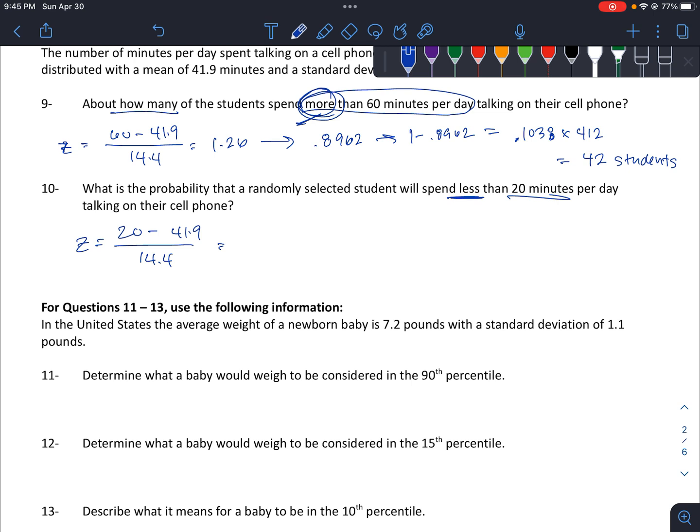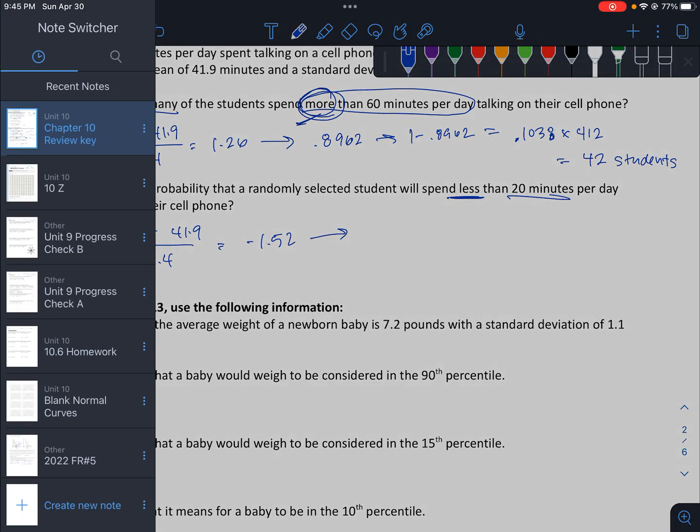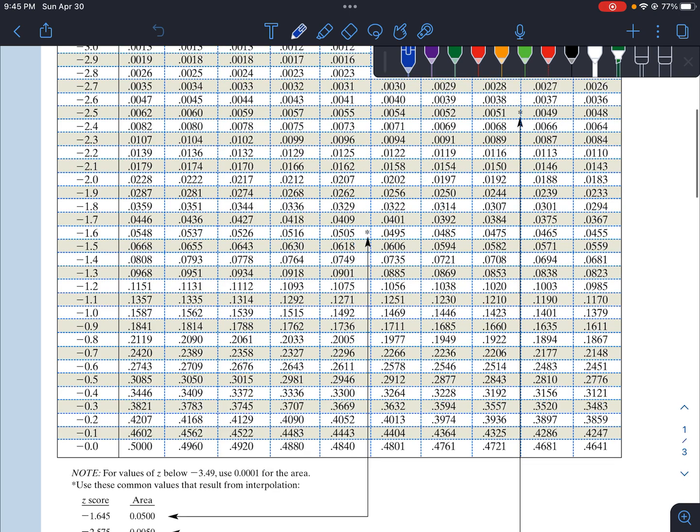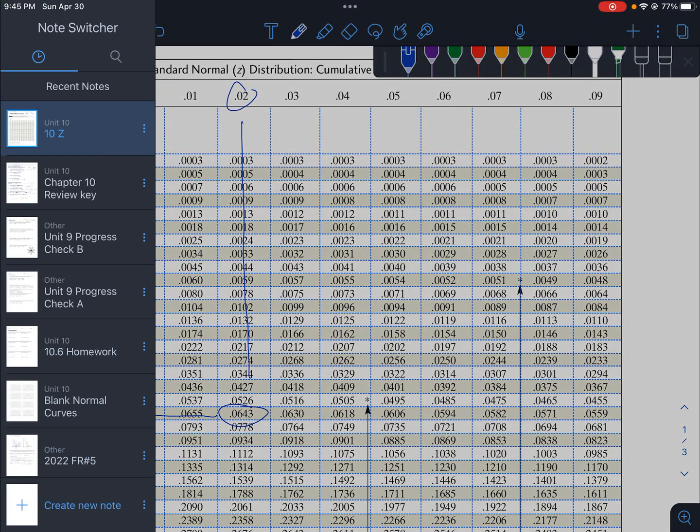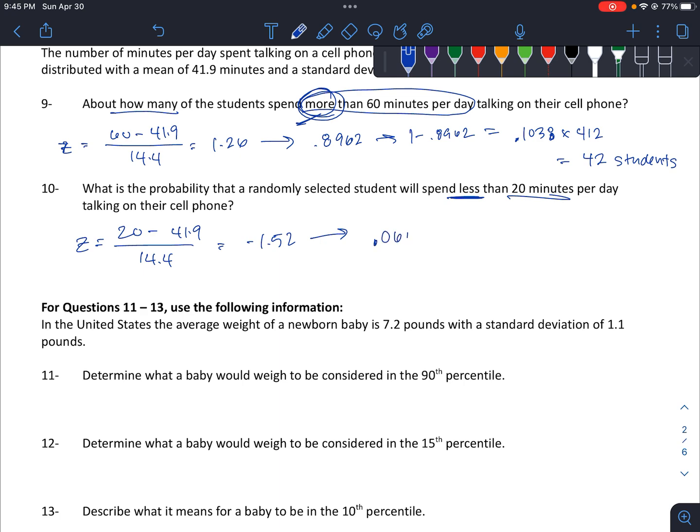Sorry, one second, I typed something wrong into my calculator. So 20 minutes minus 41.9, divide that by 14.4, and I got negative 1.52. Okay, and then find the area to the left, so negative 1.52. That's going to give me 0.0643. So 0.0643 is the probability of that. Okay.